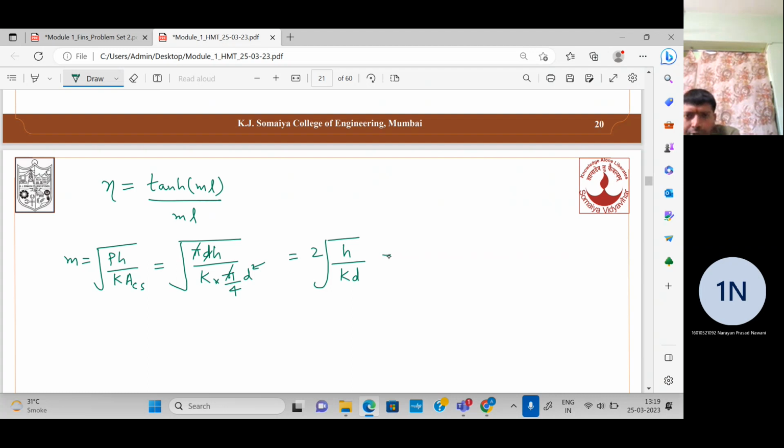So just put the values. 2 root h is 55, divided by thermal conductivity is given as 32, and the diameter is 12 mm, so it is 0.012 meters. Just calculate this. So the calculated value of m is 23.93 per meter.